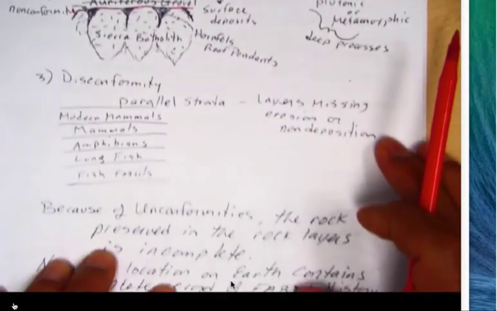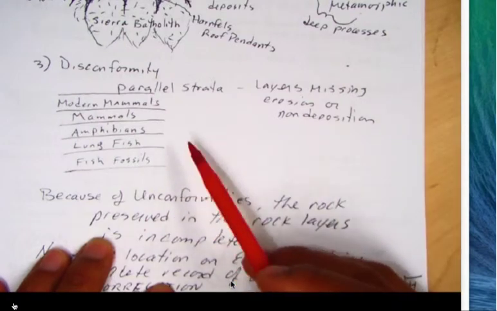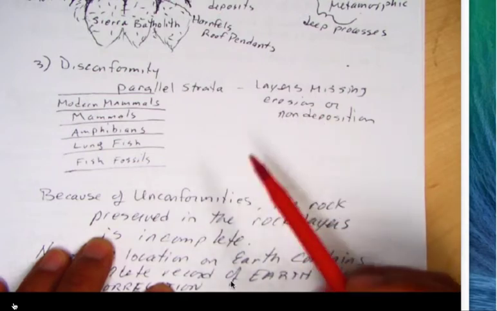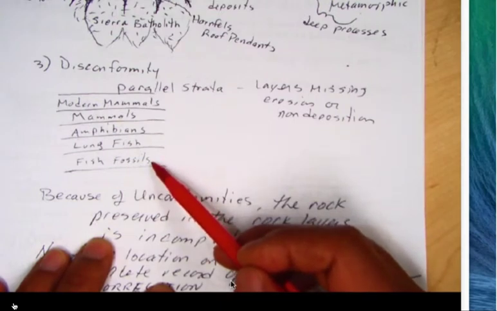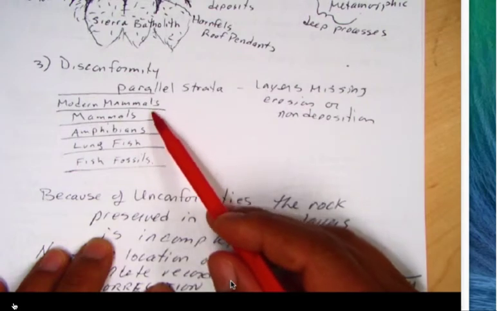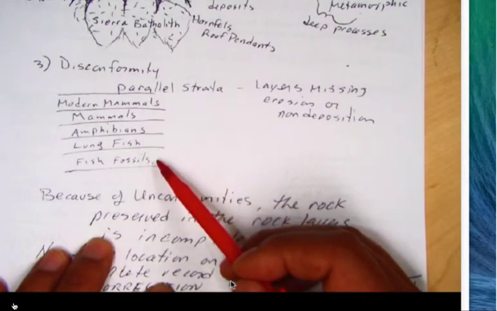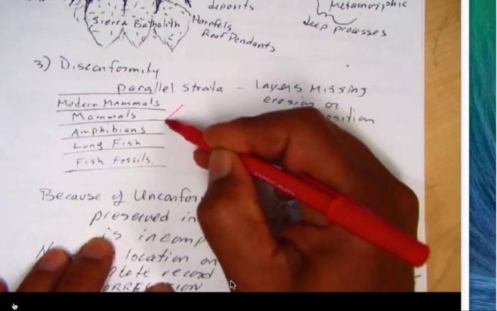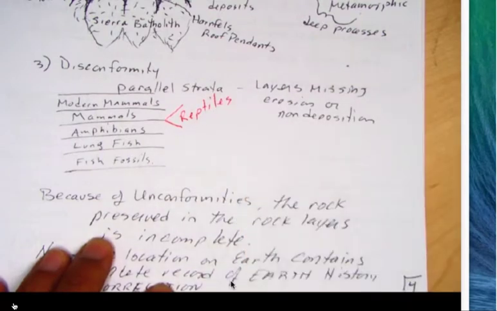So here we have a sequence of parallel strata, but we note that something is missing or something doesn't make sense. And as geologic detectives, we're able to figure out what's missing here. If you think about the fossil record, here we have fish, maybe some lungfish, amphibians, and mammals, and modern mammals. Something is missing in this stratigraphy of rocks. We're missing the reptiles, and the reptiles should belong right in here. So the reptiles are missing in our sequence of organisms.